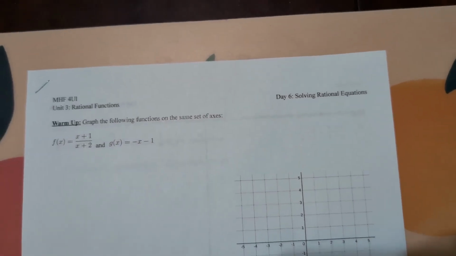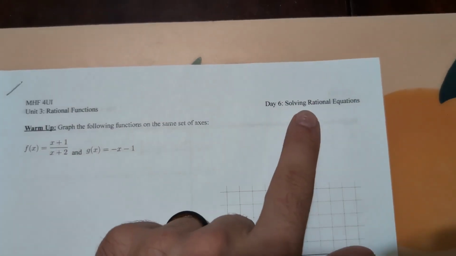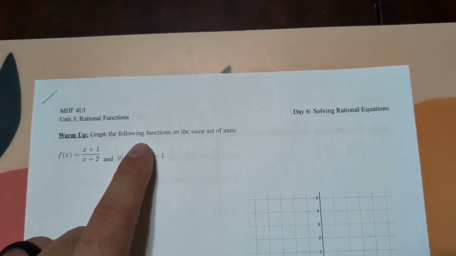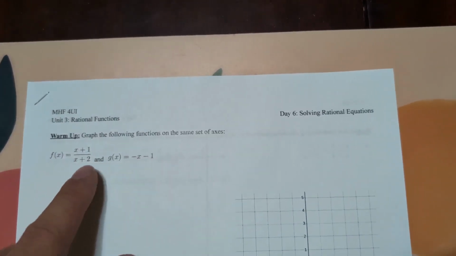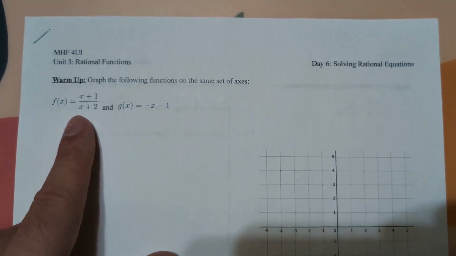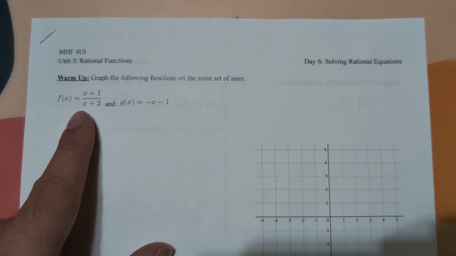It's not too bad. It's something that we've kind of done already before, but we're going to talk about solving rational equations. To start, we're going to warm up and refresh what we've just been talking about, and we're going to graph this function here. I'm going to take a moment here, write some of the characteristics down, and we'll talk about what they look like on the graph.